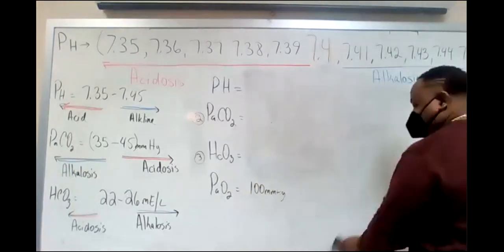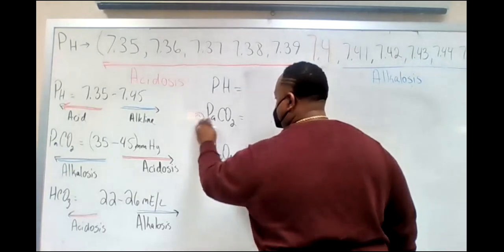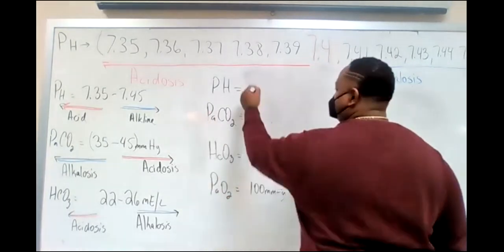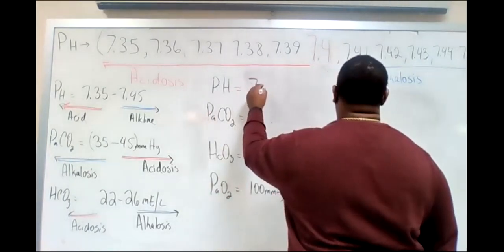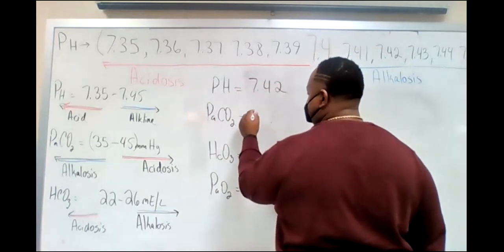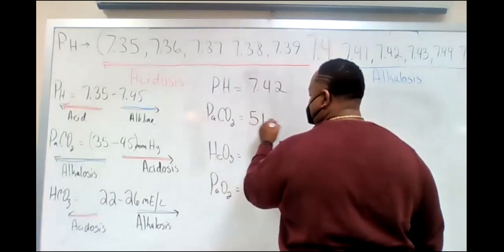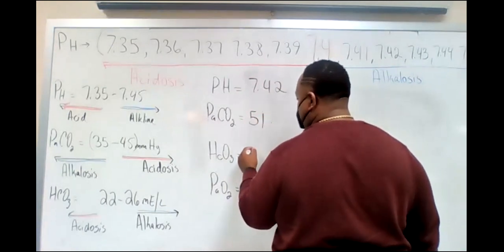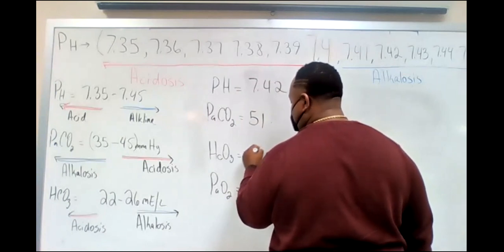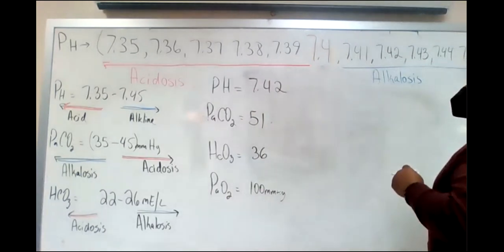All right, well, Christian, let's do one more. All right, Christian, pH of 7.42, CO2 of 51, and a bicarb of 36.